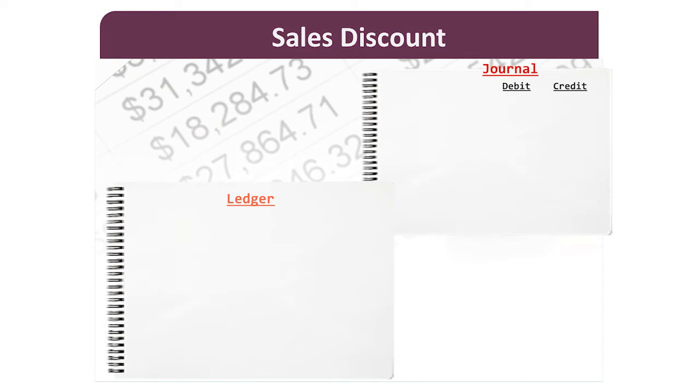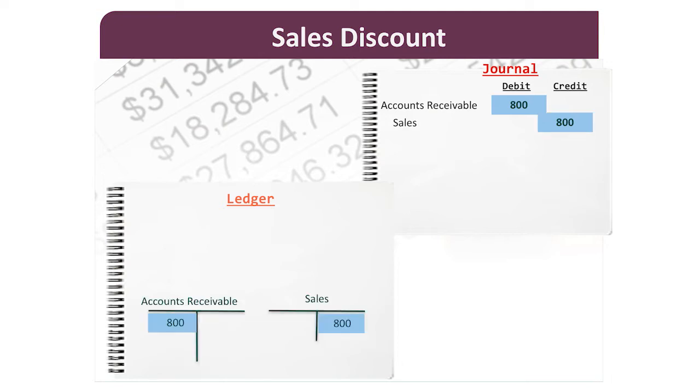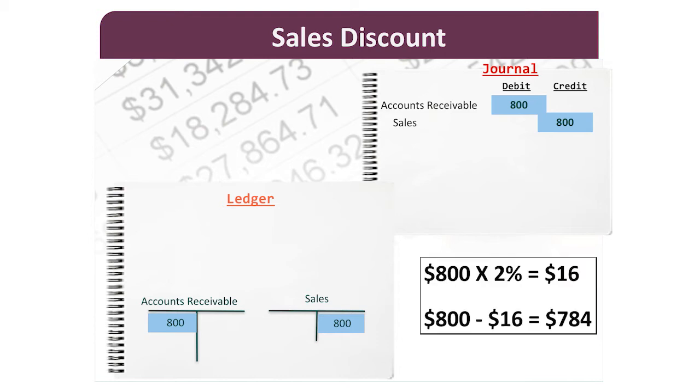Here are the accounting entries to record a sale for $800 with terms 2/10, net 30 being made. The sale is recorded at $800 on the date of the sale with a debit to accounts receivable and a credit to sales. It is then posted to the ledger accounts, giving us an $800 balance in accounts receivable. The customer pays within 10 days, so they take the discount. $800 times 2% equals $16.